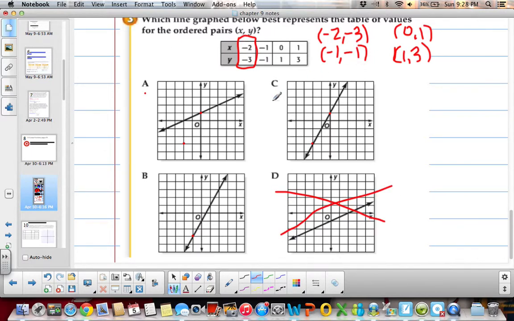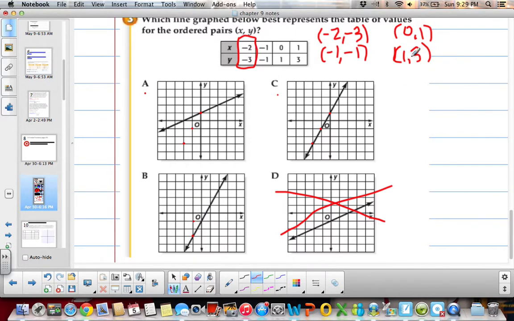Okay, negative 1, negative 1. Over 1 to the left, down 1. I think this one might be our match. Over 1 to the left, down 1. Notice that I'm always starting at the origin when I'm counting to find my points. Okay, I know that we've done this over and over and you learned that forever ago, but you always need to start at the middle, and then that's when you start counting how many to the left or right and then how many up or down.